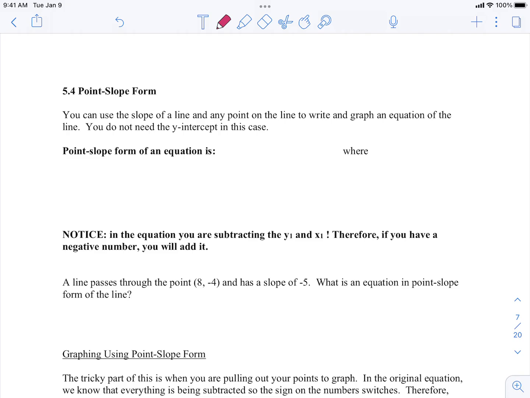The next section we will learn is called point-slope form. So up until this point, we did what's called slope-intercept form, and we know that that is y equals mx plus b. The useful part to this is that it gives us our slope and it gives us our y-intercept.